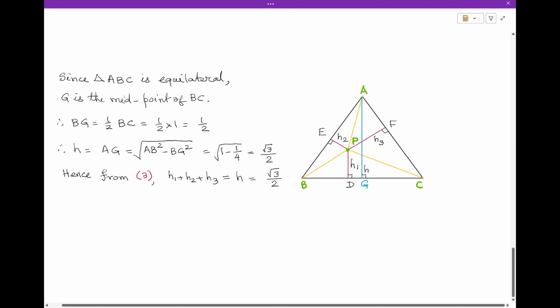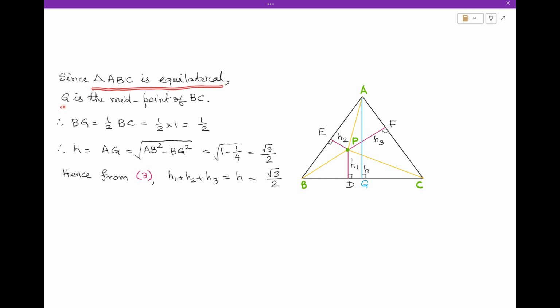Since triangle ABC is an equilateral triangle, G is the midpoint of BC. This point G is the midpoint of BC because AG is the perpendicular from the opposite vertex on BC. Now BG therefore is equal to half of BC, and BC is 1. Therefore BG is equal to half of 1, that is half.